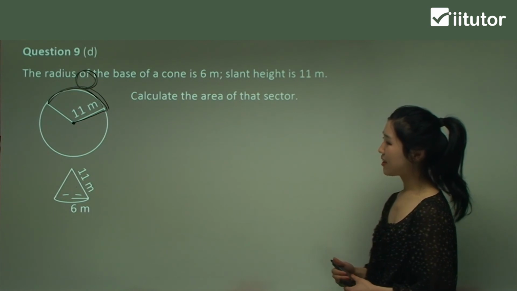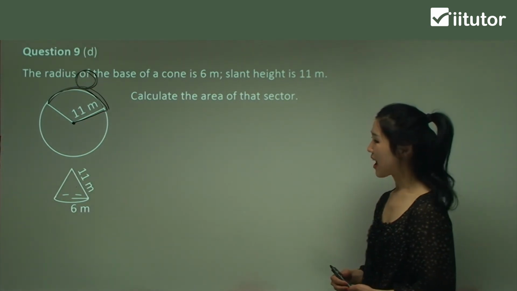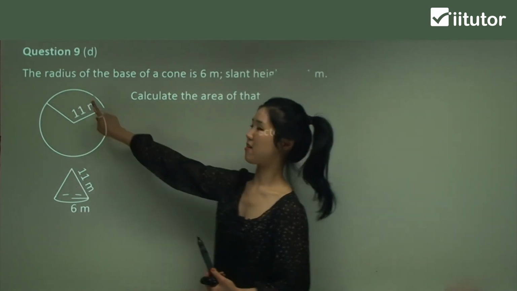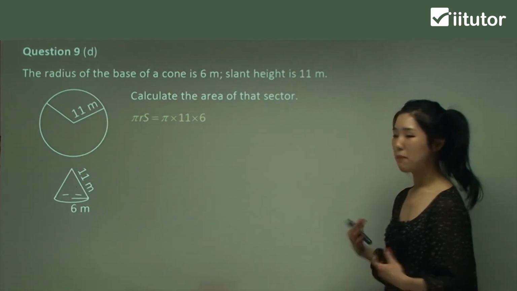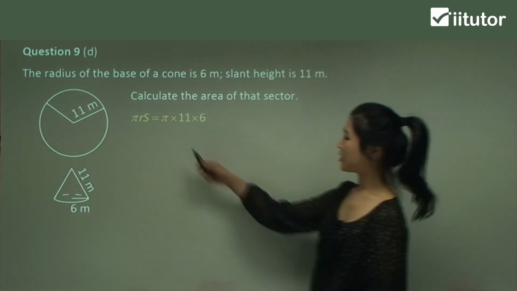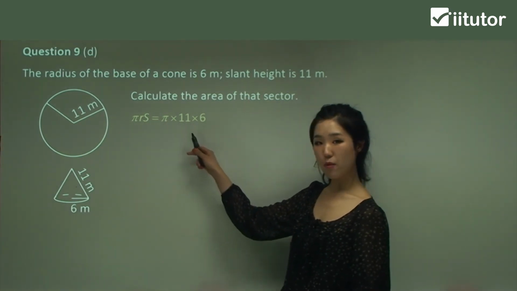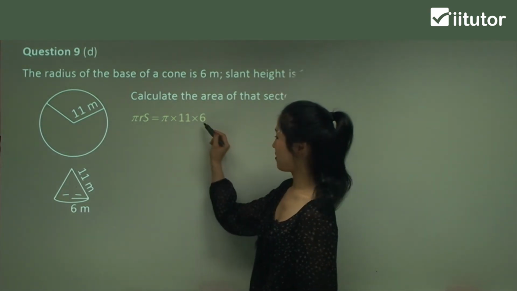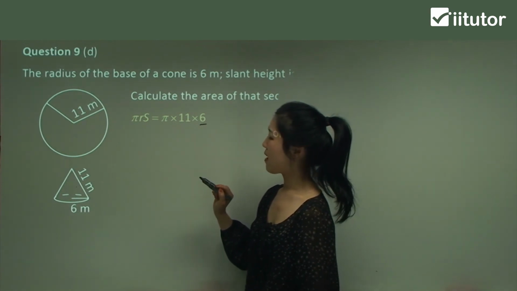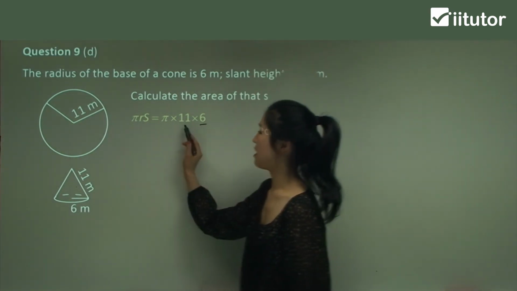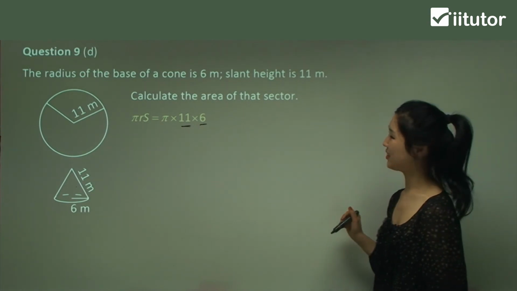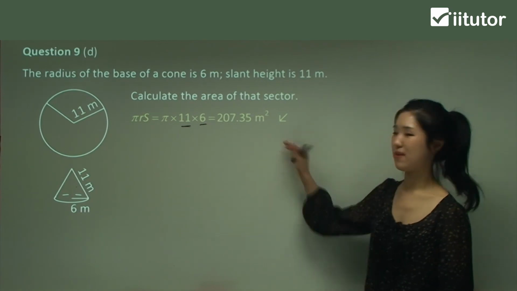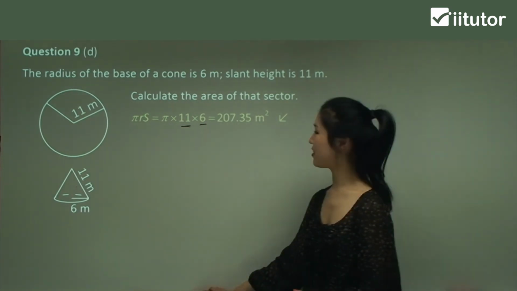Now part D, it says calculate the area of that sector. So we're simply calculating the area of the sector. So it's going to be pi rs, you know that formula now. So pi times r, which is the radius, which is going to be 6. They put 6 here. And s is going to be the slant height of 11. So it's simply going to be 207.35. You just put that into your calculator, you should be able to calculate that. Okay, so have a look at that, guys.